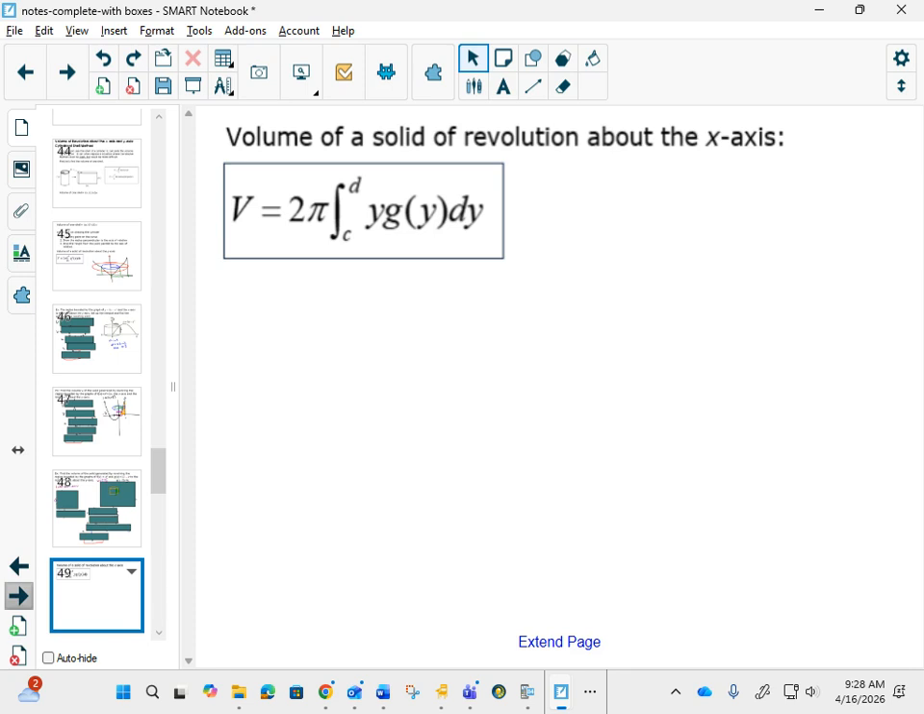Does it make sense? You could do the same thing if you wanted to do cylinders over the x-axis. Except now your circumference involves y. Your height of your cylinder would now be g of y and dy.